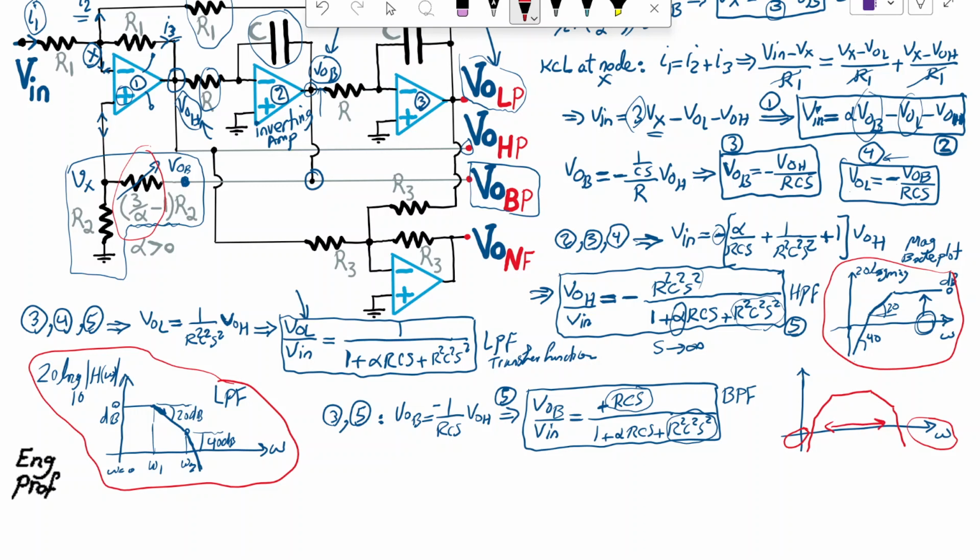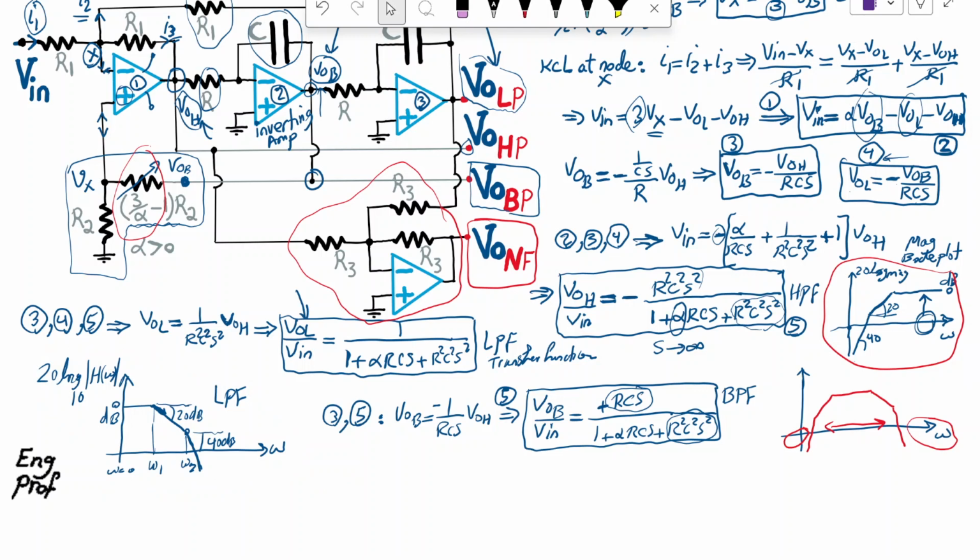Now the last thing is the notch filter. What's happening for the notch filter? It's just effectively a summing amplifier. So you can see that here at the bottom of the design, there is just a simple summer or summing amplifier. So let me just write it this way. So at the very end, we have a summing amplifier, a summing inverting amplifier.